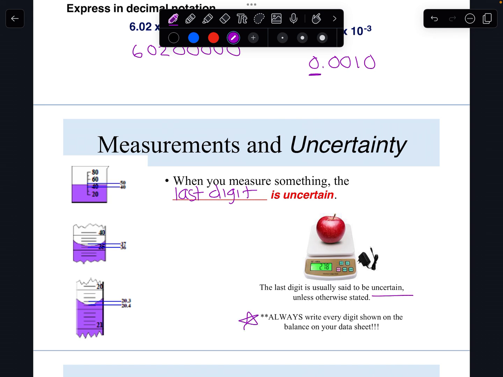Here's a little note when we do labs. Always write every digit shown on the balance sheet. No matter what, if it's shown on the balance, you write it on your data table.